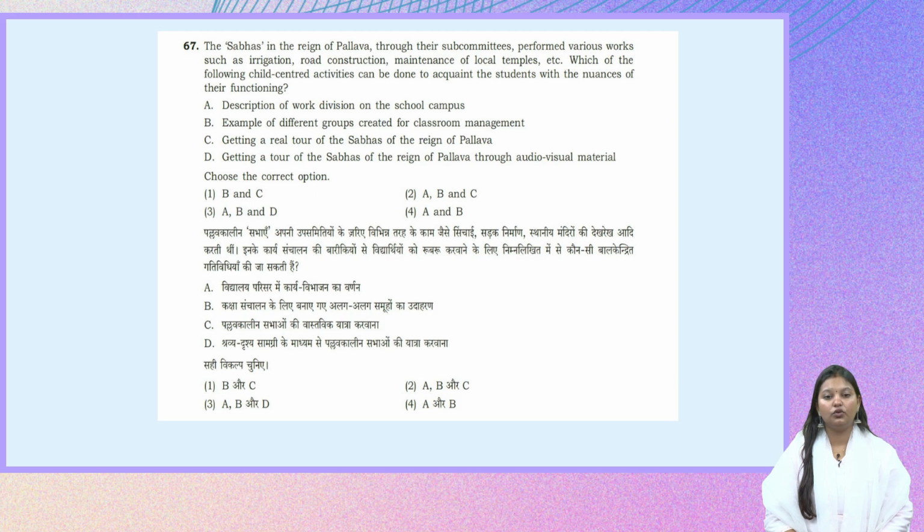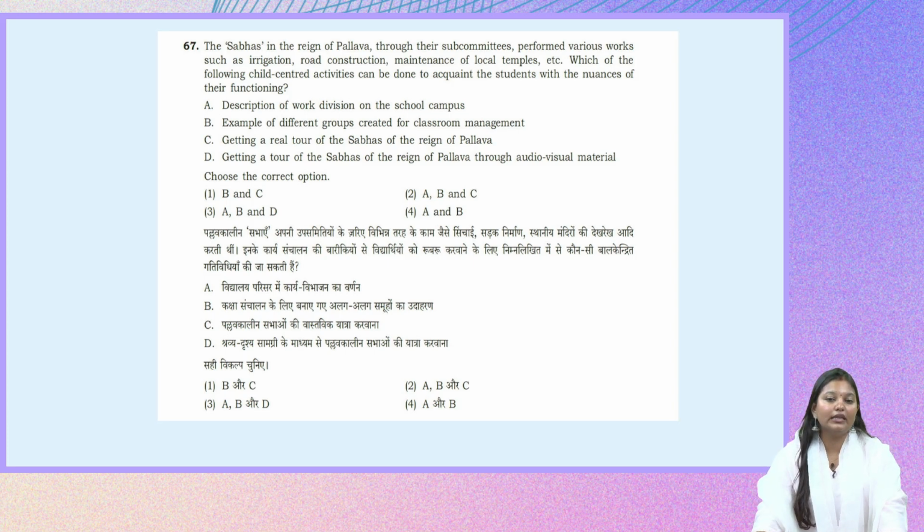Example of different groups created for classroom management. Getting a real tour of the Sabhas of the reign of Pallava, getting a tour of the Sabhas of the reign of Pallava through audio visual material. So, how well can you teach this particular topic, and which would be the right way of teaching so that the children can understand the nuances and how the functioning of this whole reign of Pallava was?